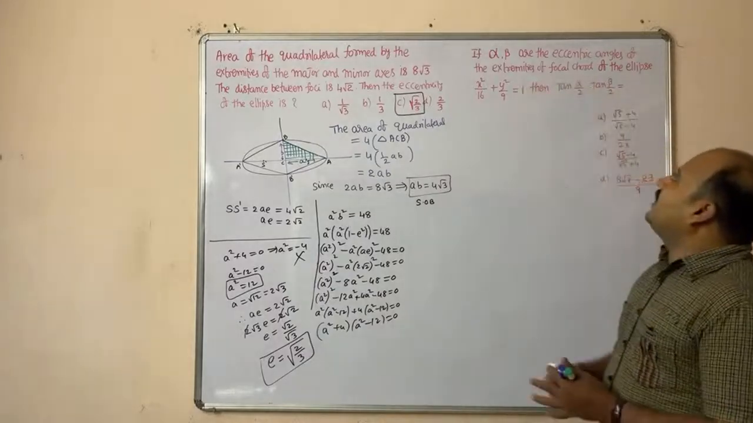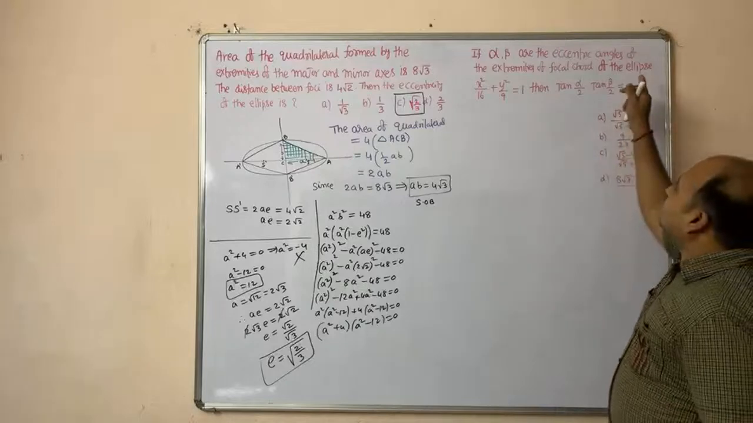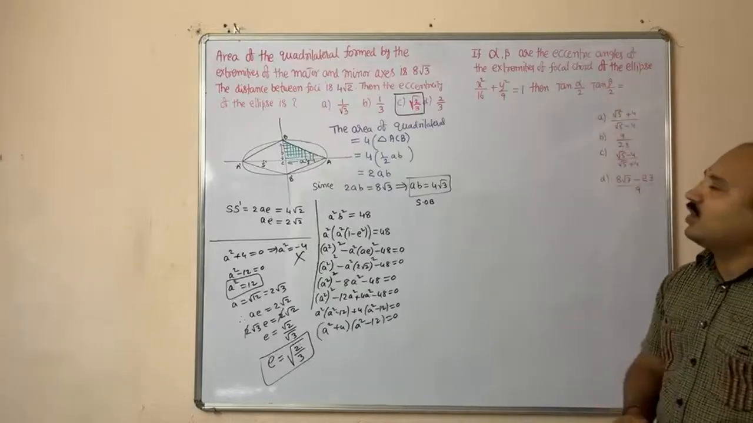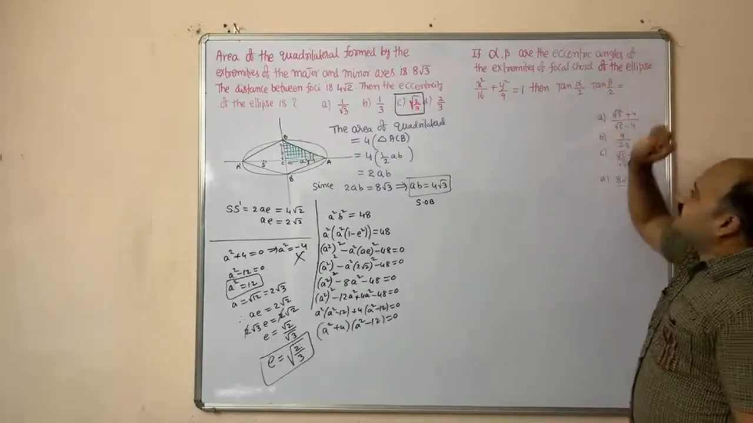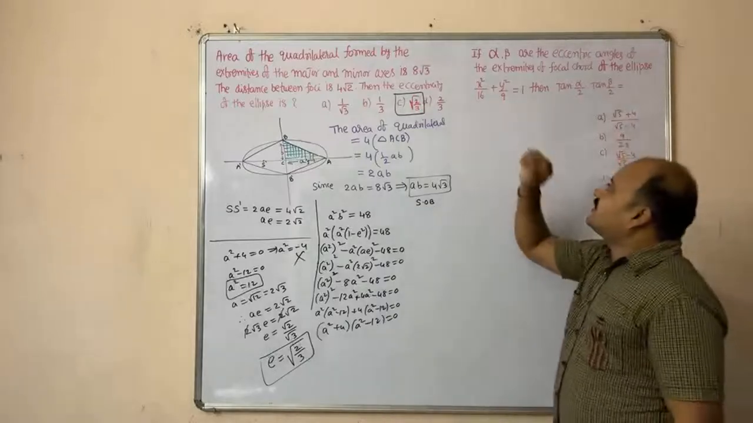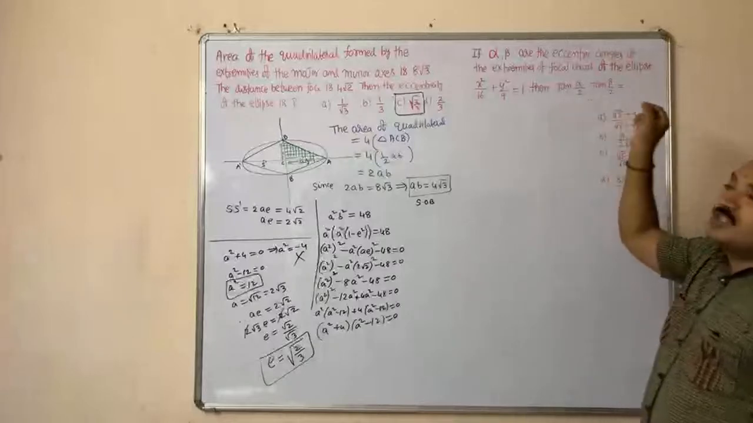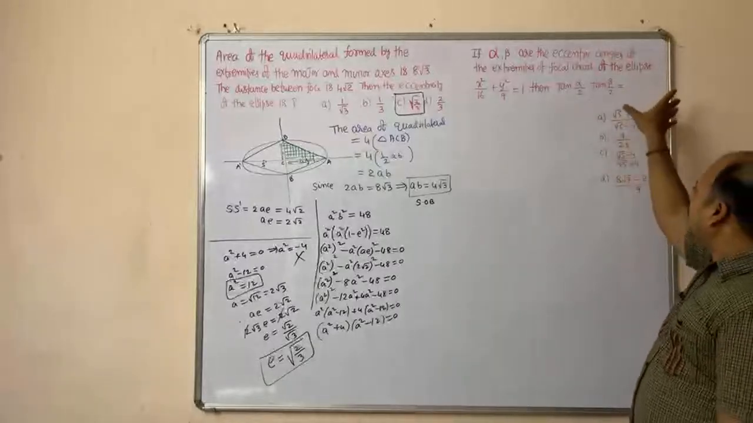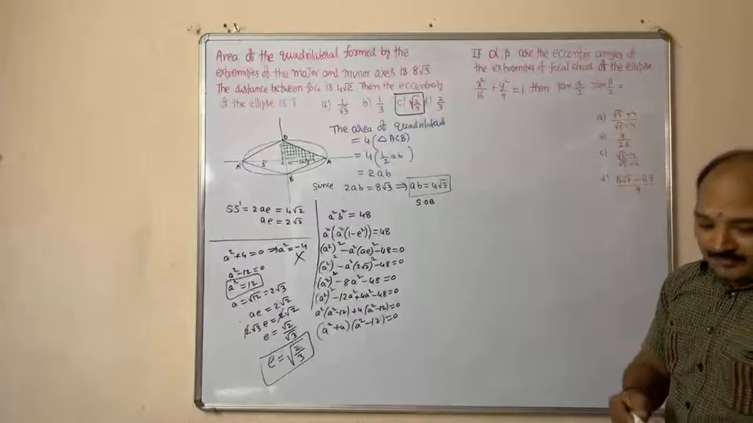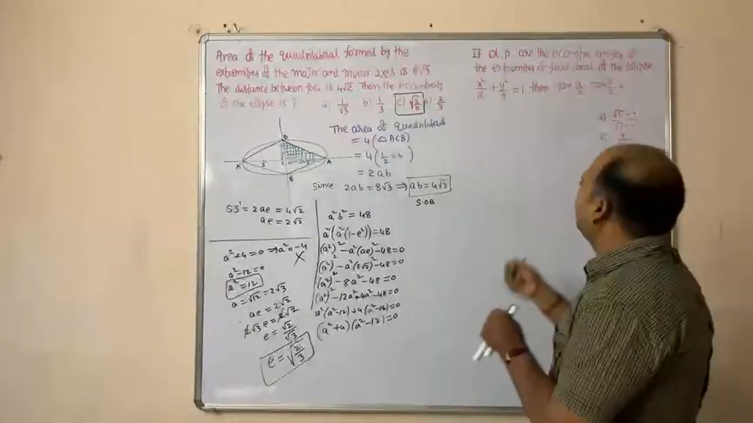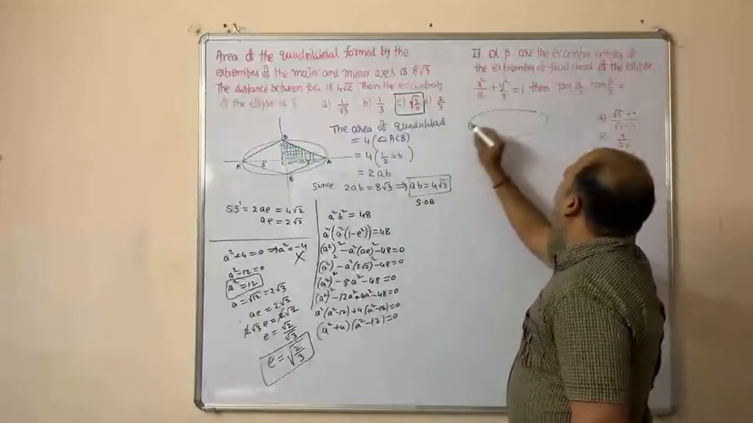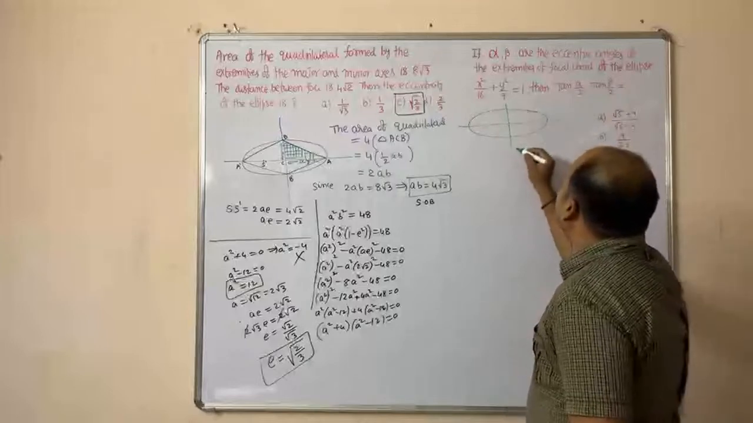If alpha, beta are the eccentric angles of the extremities of a focal chord of the ellipse x square by 60 plus y square by 9 equal to 1, then tan alpha by 2 into tan beta by 2 equals to. These are the options provided. Dear students, you remember your rough figure, I am going to draw according to the question.